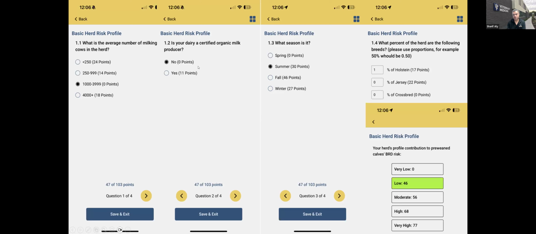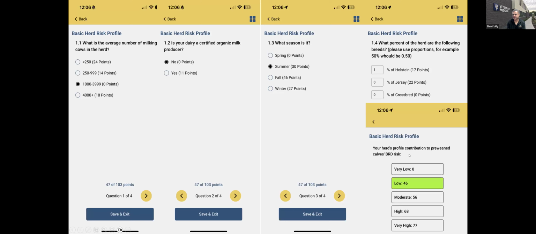So if you click next after that, it takes you to the basic herd risk profile, where it asks if you're organic or not. The next would be basic herd risk profile, asking about the season. And so in this case, again, the season data is based on the two studies. And then we ask you about the herd composition in breed. And this one, we want to enter it as a proportion. So 50% would be 0.5, if you will.